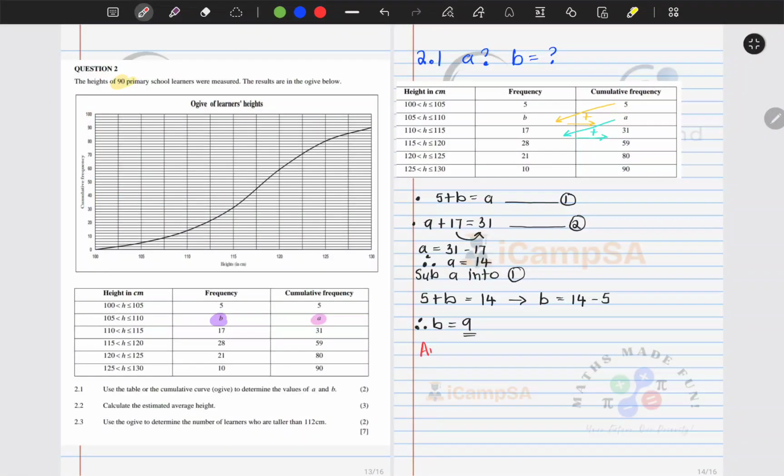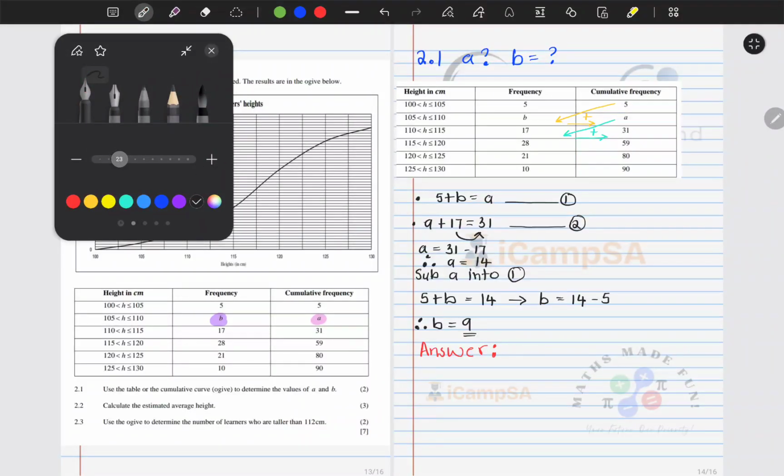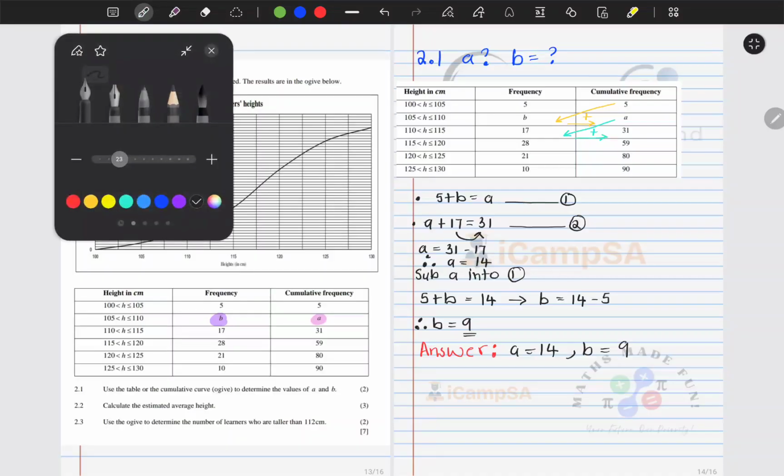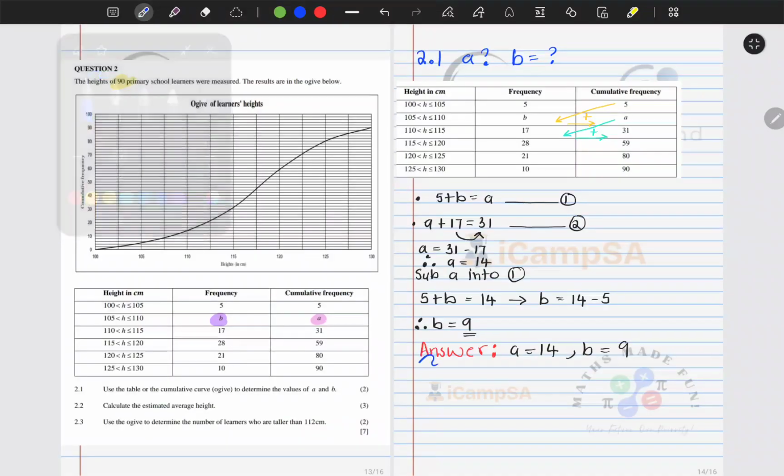Okay, so those are our answers, guys. Let's quickly write them formally. So our answer for 2.1 is the following: we obtained an A value of 14 and a B value of 9. Okay, I hope that this does make sense.